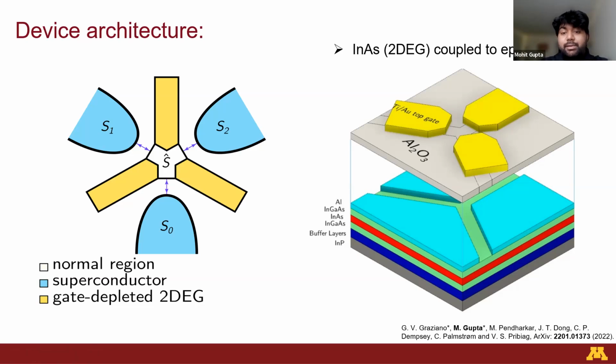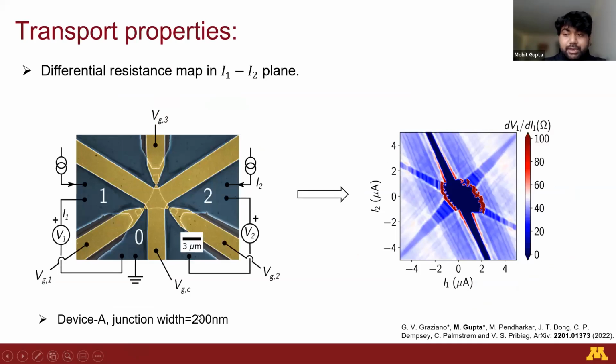So we made these devices. We made two devices. First I'll talk about device A that has a junction width of 200 nanometers. Here the junction width means the spacing between the two superconductors. It's not really visible in this image, but if you squint, you can see this Y-shaped region in the middle. It's the width of that Y-shaped region that is 200 nanometers. And we have our three split gates, labeled VG1, VG2, and VG3. And we also have a central gate named VGC.